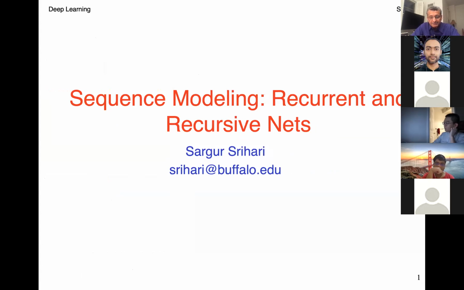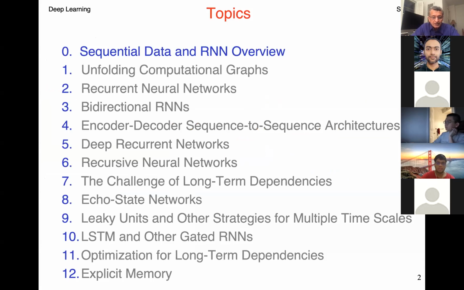So chapter 10 of Deep Learning is titled Sequence Modeling: Recurrent and Recursive Nets. There is a specialized terminology here, so let us take a look at what these are. It's a huge topic. There are a dozen different topics listed here. Beyond that, there is a whole chapter on natural language processing. So this is actually deserving of several lectures. Let us see how we can cover all of this material.